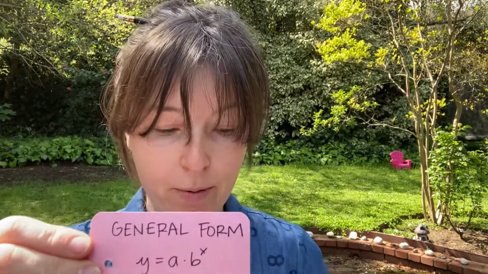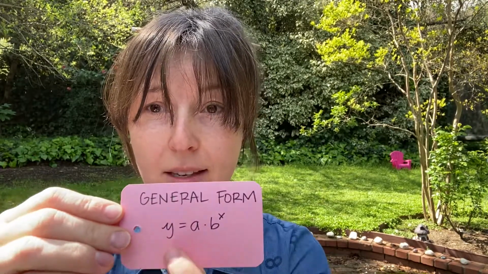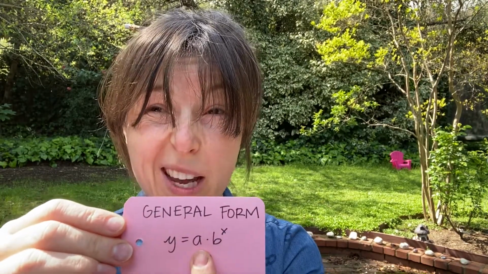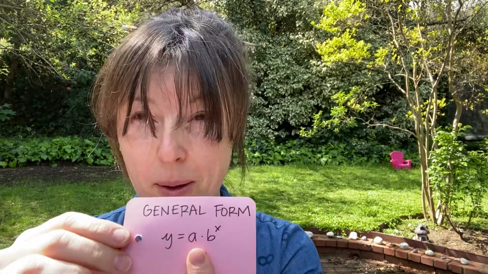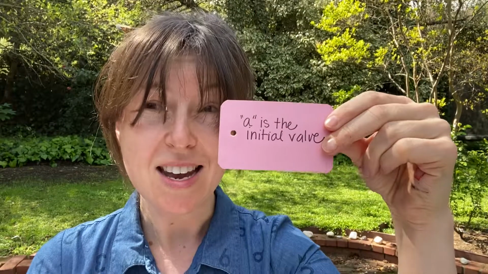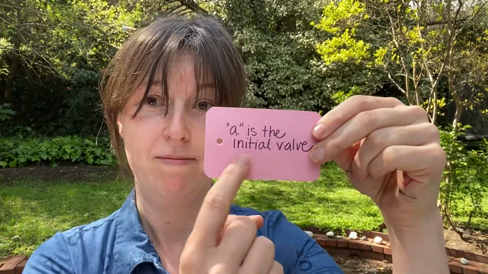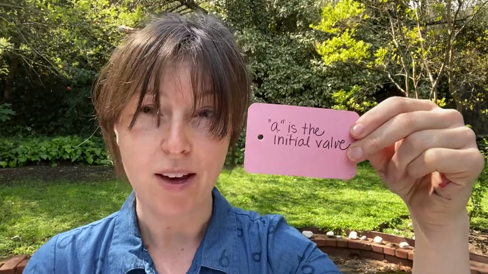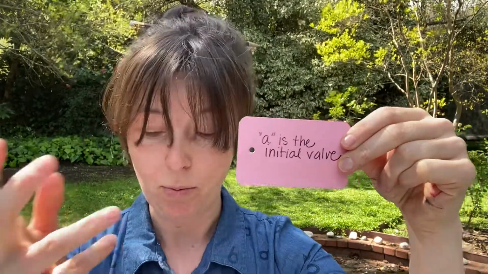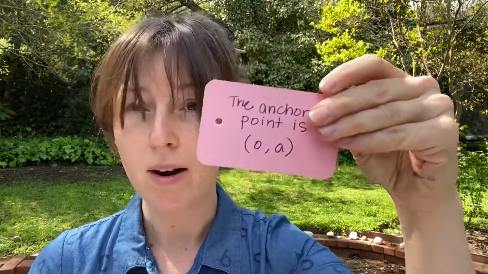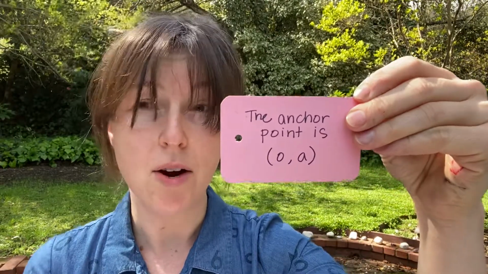Now, our general form of the function is y equals a times b to the x. Before, when we were graphing 2 to the x, we had a little invisible 1 right there. So let me tell you about a. A is the initial value. Before, our initial value was 1, so our anchor point was (0, 1). Now our anchor point is going to be (0, a), whatever a is.